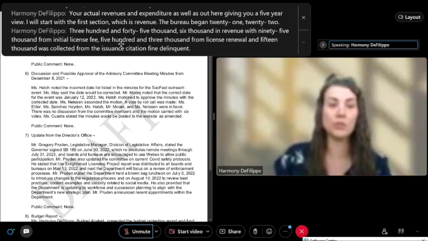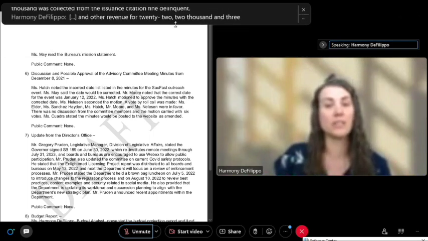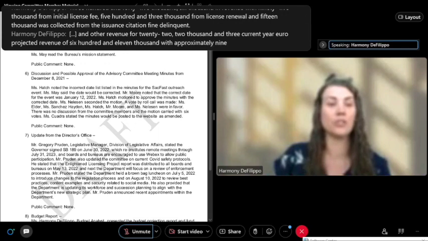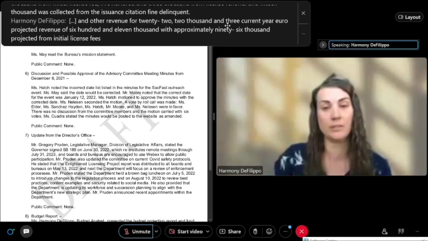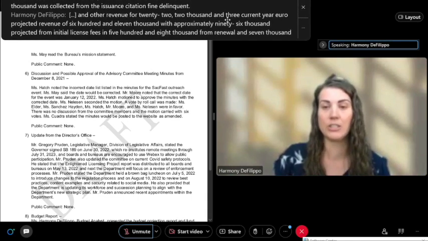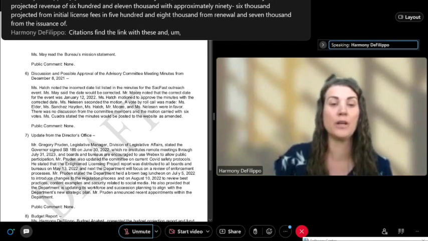For 22-23 current year, the Bureau projects revenues of $611,000 with approximately $96,000 projected from initial license fees and $508,000 from renewal fees and $7,000 from the issuance of citations, fines, delinquent fees, and other revenue. You will notice the revenue is projected static in budget year and out years.